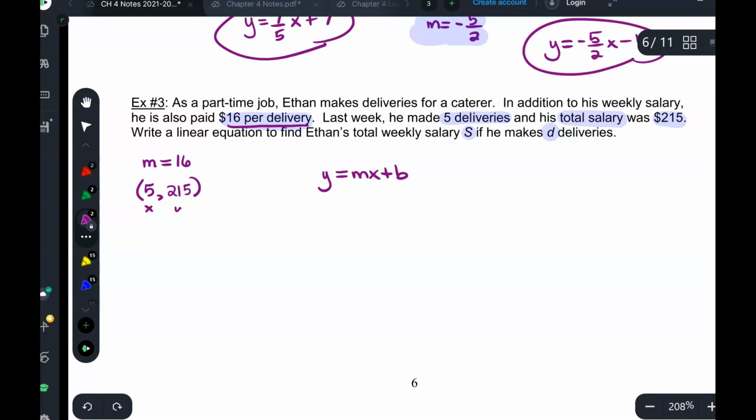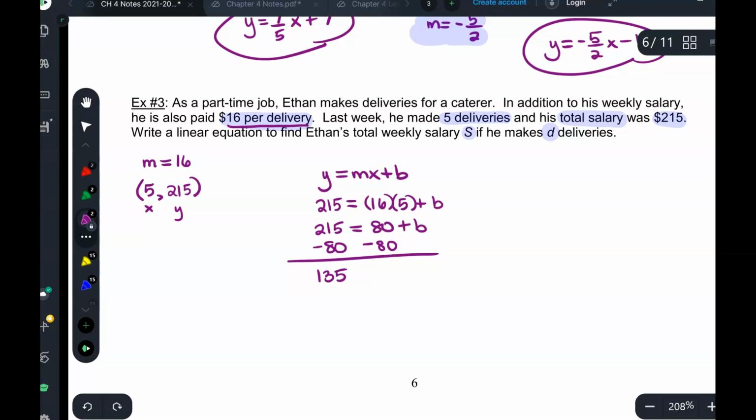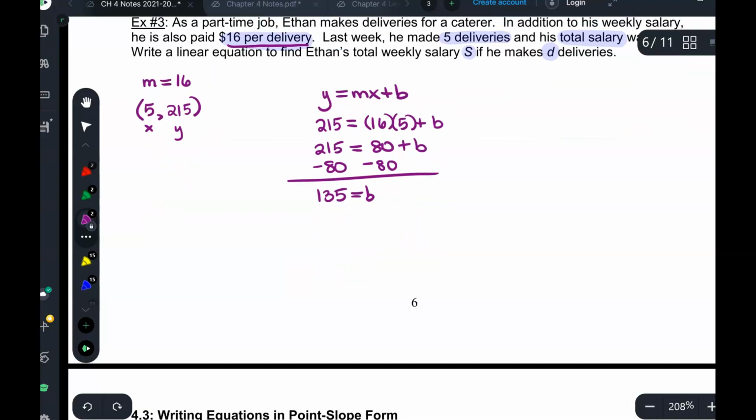That's going to be 5 deliveries for $215. So if I have x and I have y and I have m, I can identify what b is equal to. So I have 215 equals, and then I have 16 times 5, and then plus b. So I have 215. This is going to give us 80. Subtract 80 from both sides, and that's going to give us 135 for b. So now if I put that together into that equation, that will be y equals 16x plus 135.